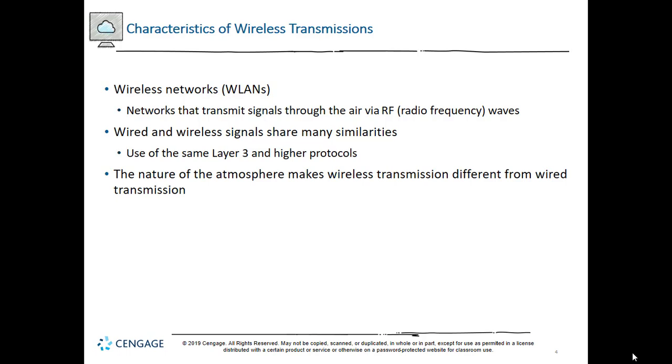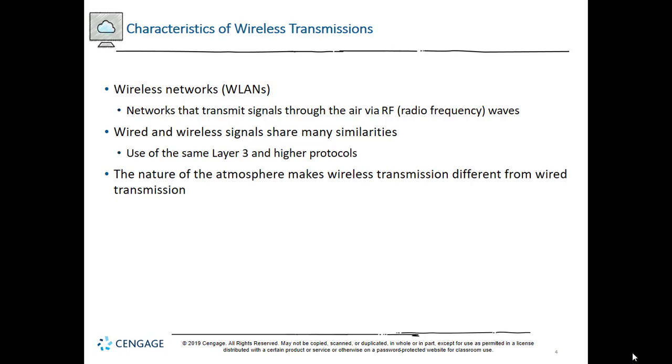In previous chapters, we talked about signals that travel over a physical medium, like copper wire and fiber optic. LANs that transmit signals through the air via RF, or radio frequency waves, are known as wireless local area networks, or what we call a wireless LAN or WLAN. Wireless transmission media is now common in business and in home networks, and necessary in some specialized networking environments.